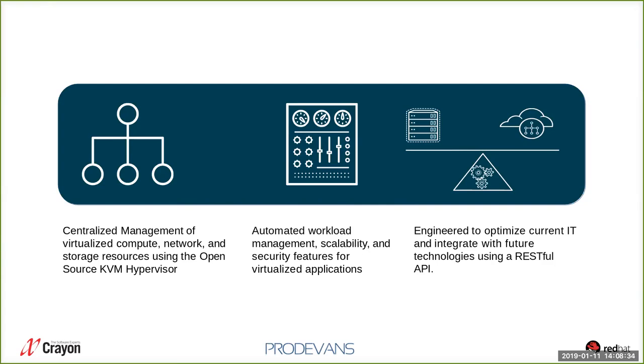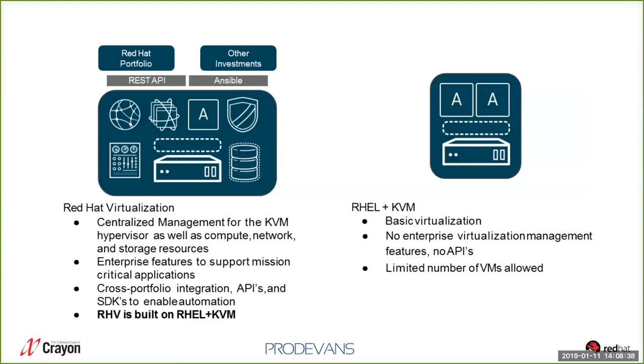Next, what can we do with virtualization? Red Hat Virtualization provides centralized management for the KVM hypervisor, as well as compute, network, and storage resources, and enterprise features to support mission critical applications, so you can integrate with other software like Windows and FreeBSD. Red Hat Virtualization is built on RHEL plus KVM.